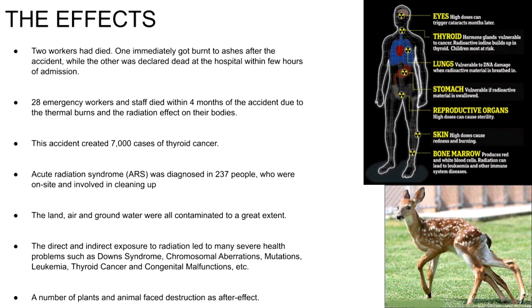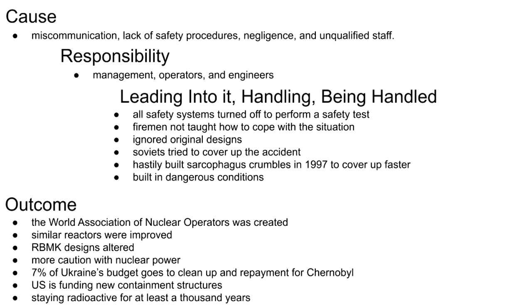The direct and indirect exposure to radiation led to several health problems such as Down syndrome, chromosomal aberrations, mutations, leukemia, thyroid cancer, and congenital malformations, and a number of plants and animals faced destruction as an after effect. We know now after all the reports that the cause of the explosion was miscommunication, lack of safety procedures, negligence, and unqualified staff.